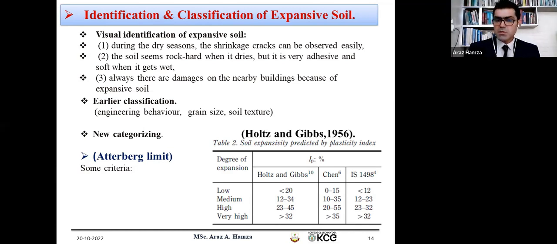The soil seems rock hard when it's dried, but it is very adhesive and soft when it's wet. Always there is damage to the nearby buildings because of expansive soil. Those types of symptoms will help you to identify that such an area may be an expansive soil area.